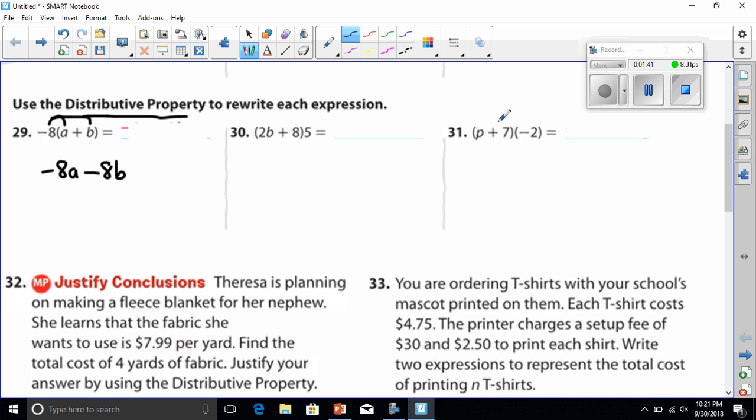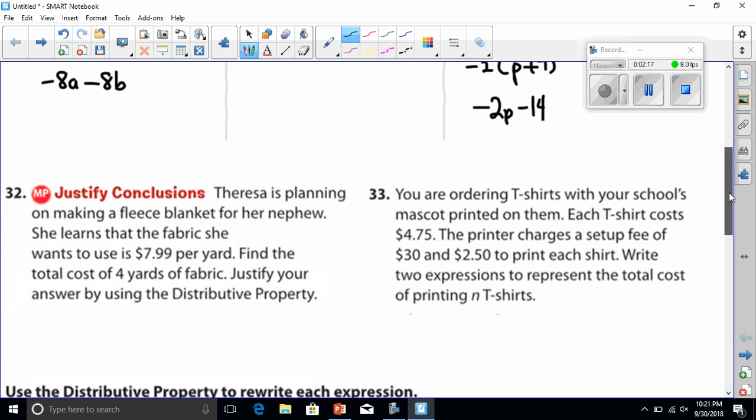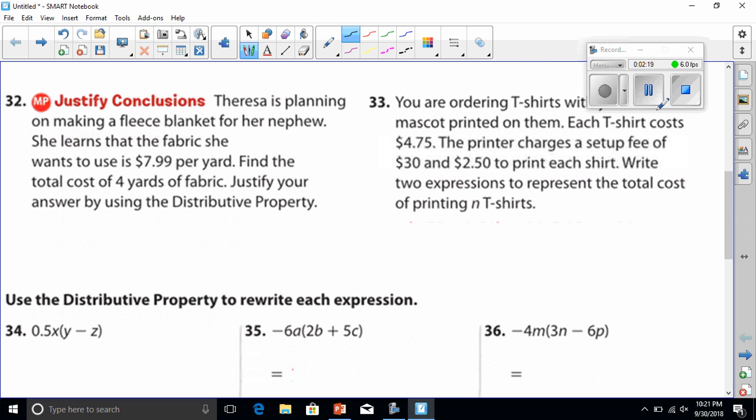Let's try number 31. Once again, we see that we have p plus 7 and negative 2. I could rewrite this if I wanted to put negative 2 times p plus 7. Or negative 2 times p will give me negative 2p, and negative 2 times 7 will give me negative 14. And we're done. Let's go to number 33.